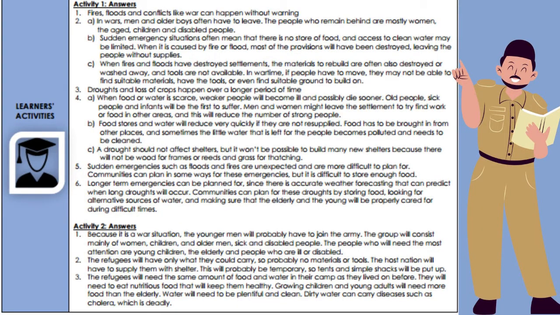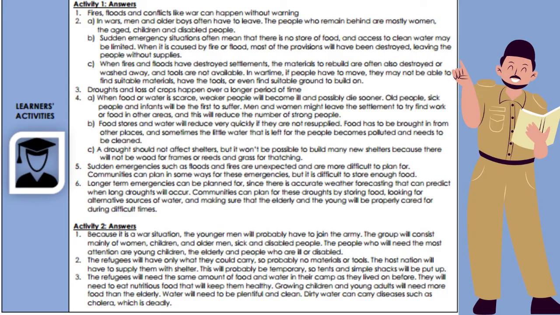Activity 1. Answers. 1. Fires, floods, and conflicts like war can happen without warning. 2. A. In wars, men and older boys often have to leave. The people who remain behind are mostly women, the aged, children, and disabled people.